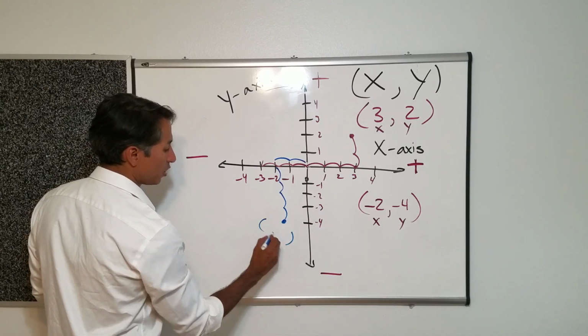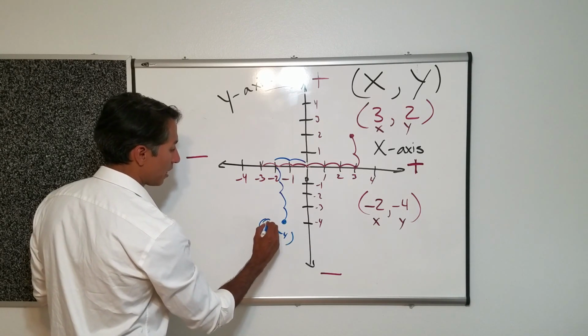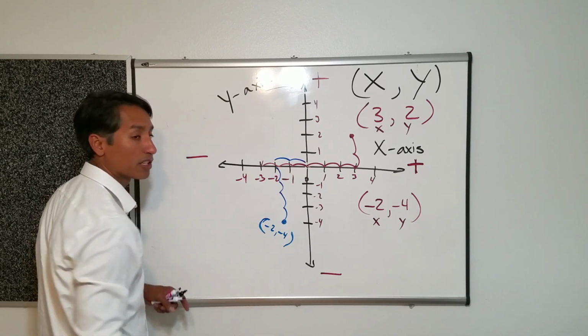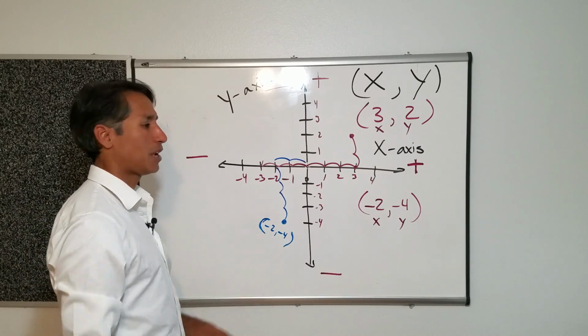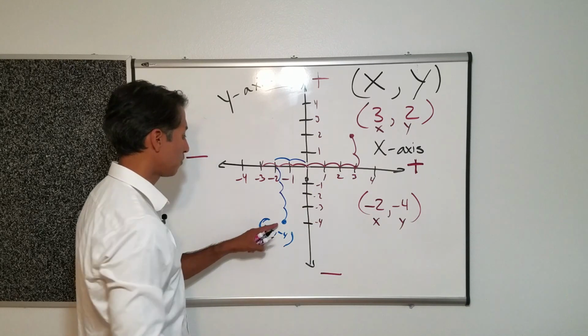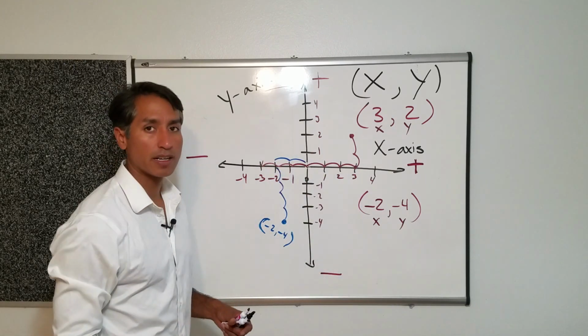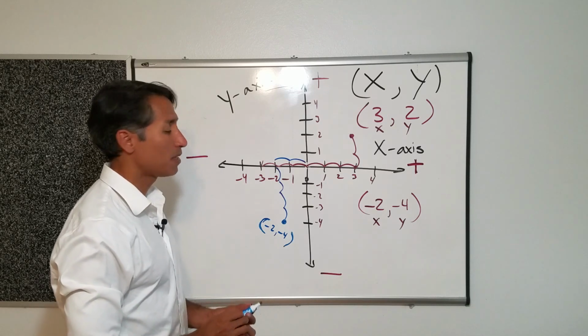Some teachers will want you to rewrite it, -2, -4, next to the point, just to show that you know where these points are. And then maybe they'll say, well, what quadrant is it in? This is in the first quadrant. This point over here is in the first, second, third quadrant. Okay? So I hope this helps you with the basics of the coordinate plane.